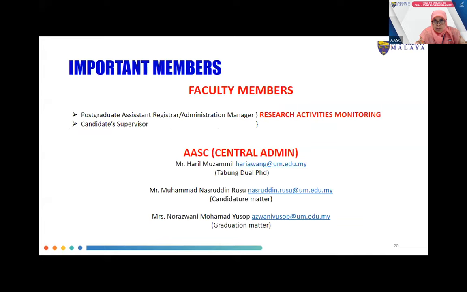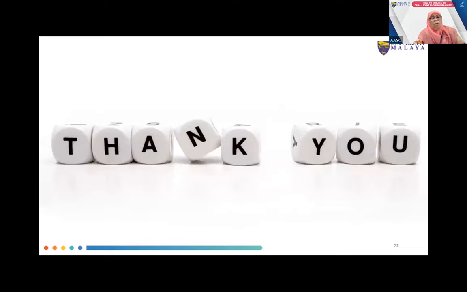And lastly, these are the support teams that I think it's important for everyone to bear in mind: the support from the faculty members, of course the higher degree office, and the candidate supervisors. As for the central, I have listed three officers here. Mr. Harir is managing the second PhD, and Mr. Muhammad Nasimuddin will be facilitating and helping us with candidature matters. And with that, that's the end of my talk, and just a little bit of what I have shared, also through my experience handling the questions.